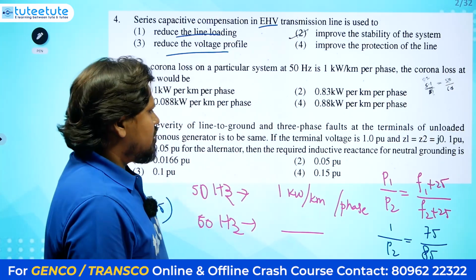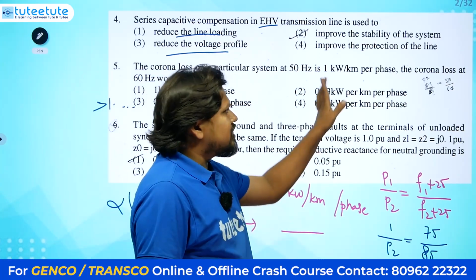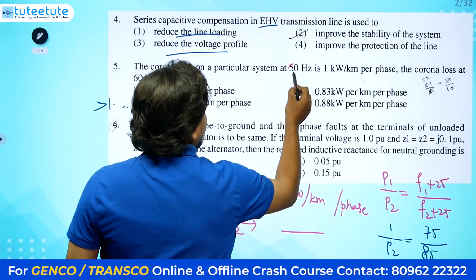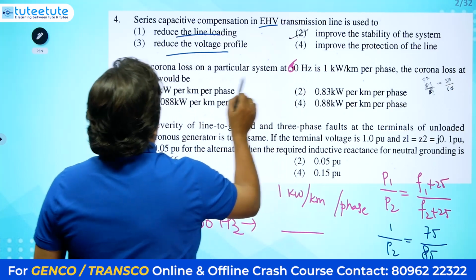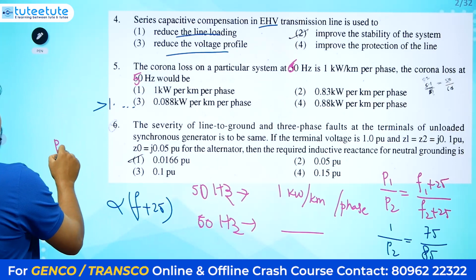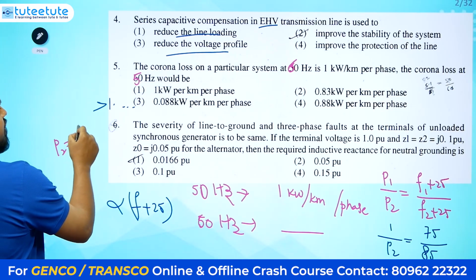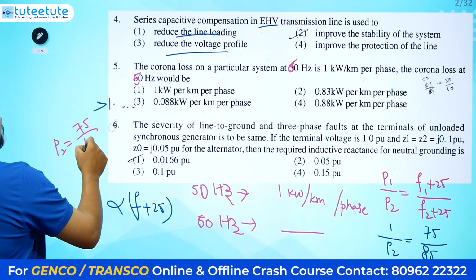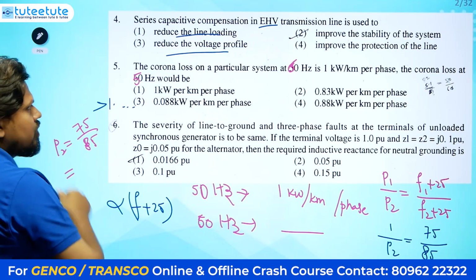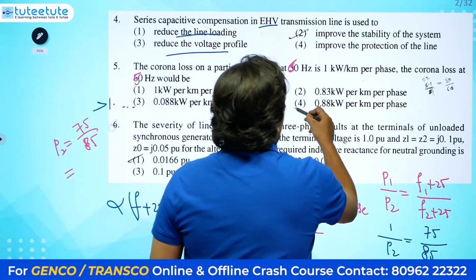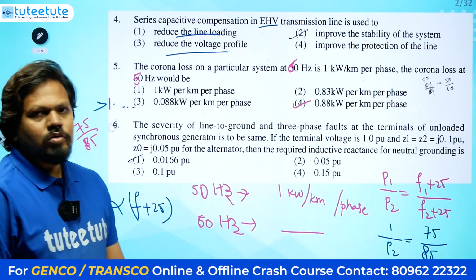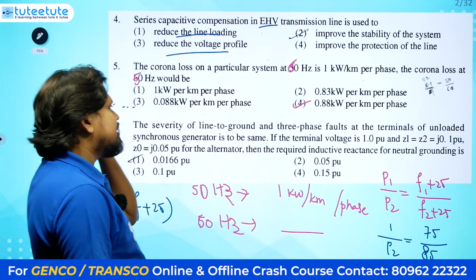That means they might have given this question wrong. If they wanted it the other way, with 60 Hz in the first case and 50 Hz in the second, then P2 equals 75 divided by 85, so you would get 0.88 kilowatt per kilometer per phase. Anyhow, we know the procedure for how to solve, but this question they have given wrong.